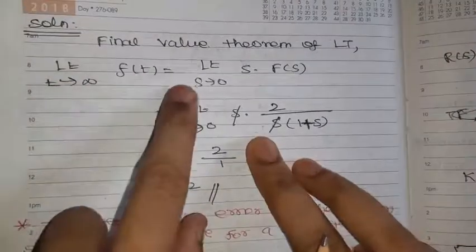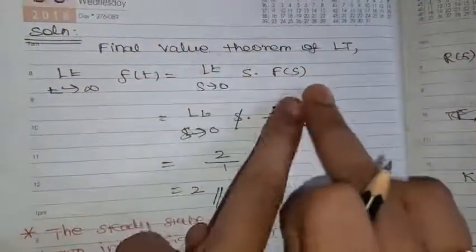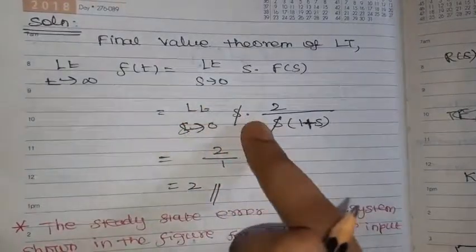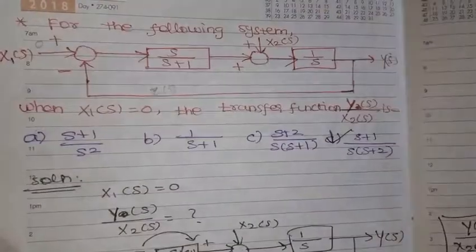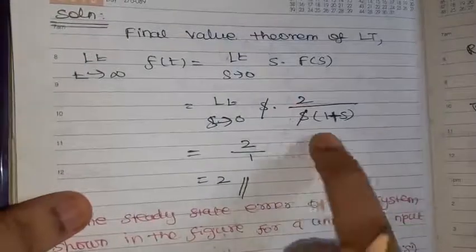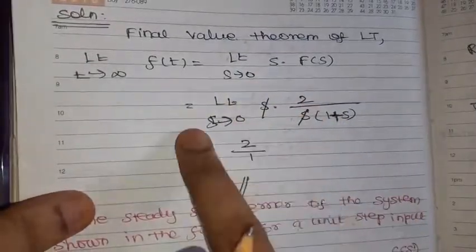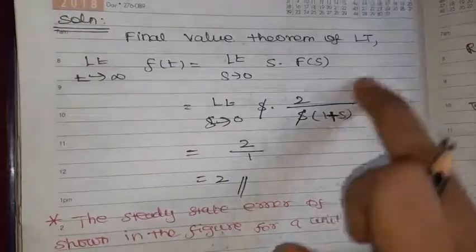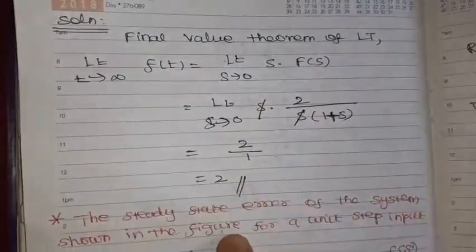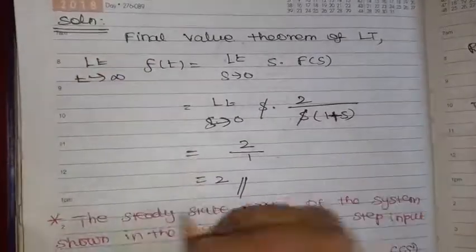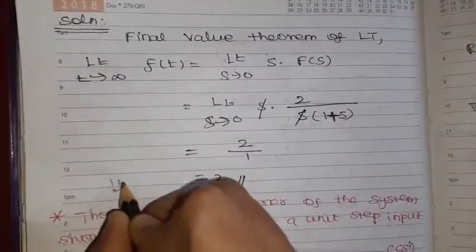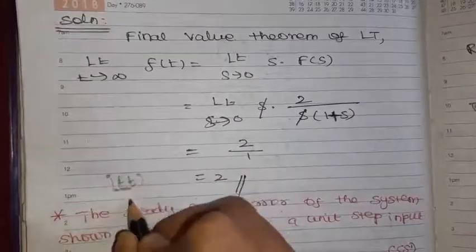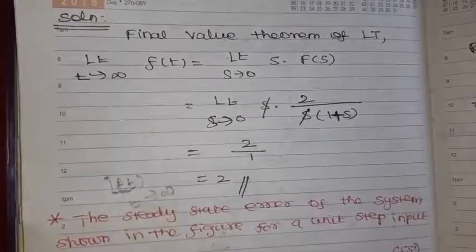Limit t tends to infinity, f of t is equal to limit s tends to 0, s into f of s. F of s is nothing but I of s, which is 2 by s into 1 plus s. Here s and s get cancelled. Now substitute limit s tends to 0 here, so this term will get cancelled. So 2 by 1 we will get 2. So at t equal to infinity, I of t value is nothing but 2.